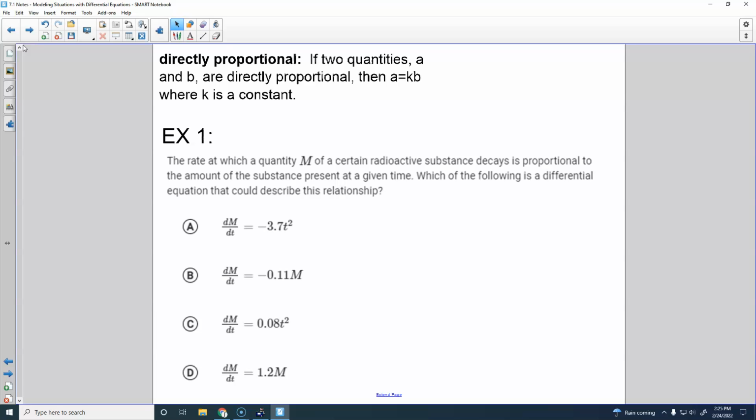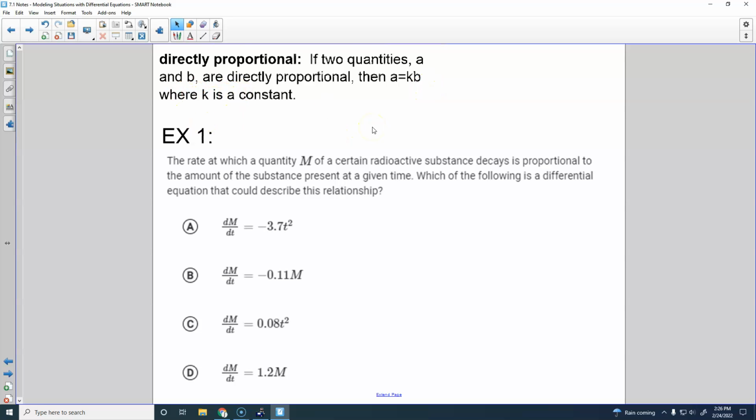Probably one of the hardest parts about this is being able to understand how the situation applies to the equation that you are looking at. So one thing that's going to be important to know is the phrase directly proportional, because we're going to see that a lot. It just means if two quantities A and B are directly proportional, then A equals K times B, where K is a constant.